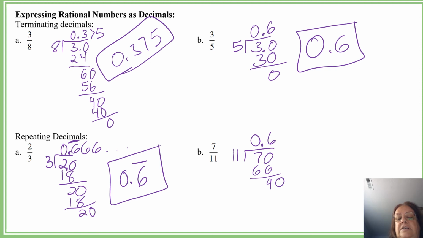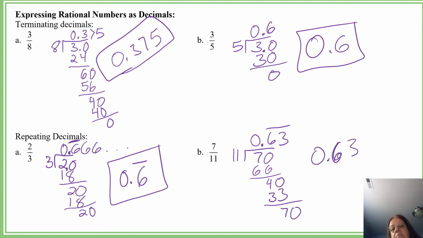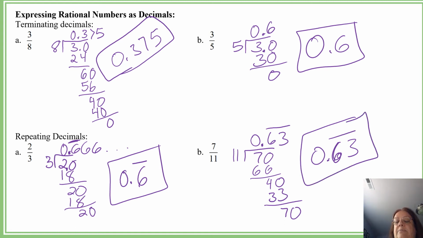Now, 11 goes into 40, 33. So that's 3. And that leaves me a 7. Oh, look, I'm back to the 7 I started with. So this is where I'm going to have a decimal, because now I've got 70 again. All right, so I end up with 0.63 bar over the 6.3. There we go. All righty, now we move on to the next one.